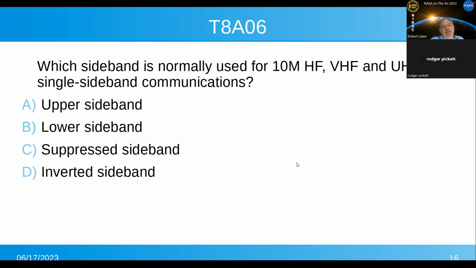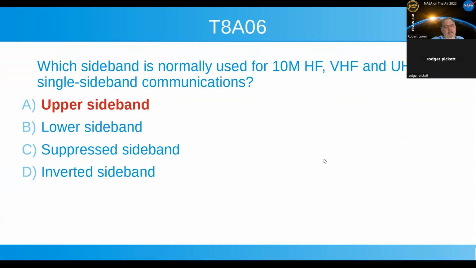Which sideband is normally used for 10 meter HF, VHF, and UHF single sideband communications? B. Upper, really? I'm thinking more of 10 megahertz. Yeah, 10 meters, not 10 megahertz. Oh. Remember, 10 meters is 28 megahertz. So it's higher than 10 megahertz. Yep.